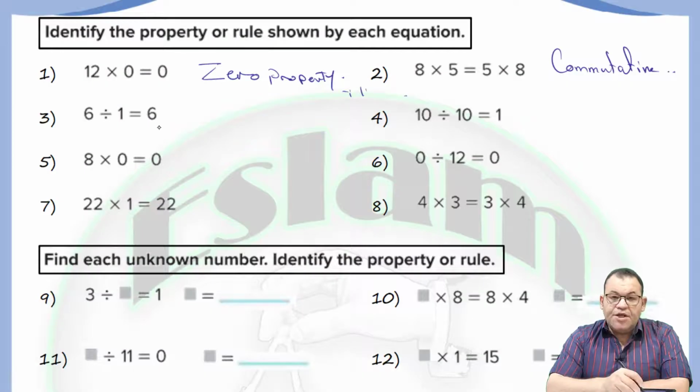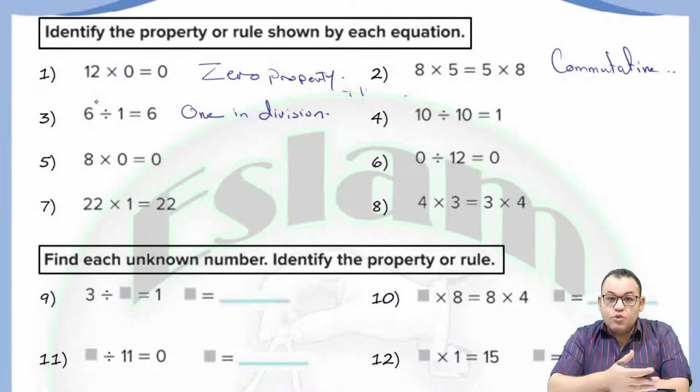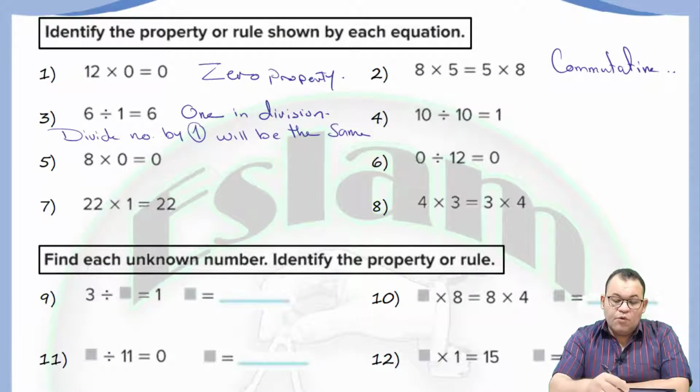6 divided by 1 equals 6. That's defined by 1 in division. But because we have two properties in 1 in division, we need to identify which one of them. We have here a number divided by 1, so this property is dividing any number by 1, it will be the same number. But in question number 4, you will find that 10 divided by 10 equals 1. Also we have here 1 in division, but when you divide any number by itself, the answer will equal 1.